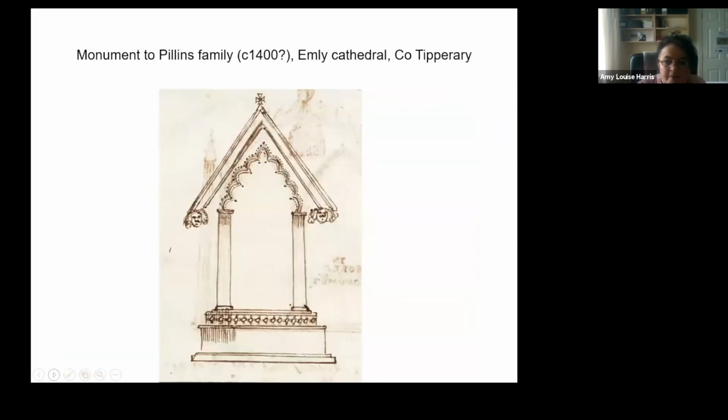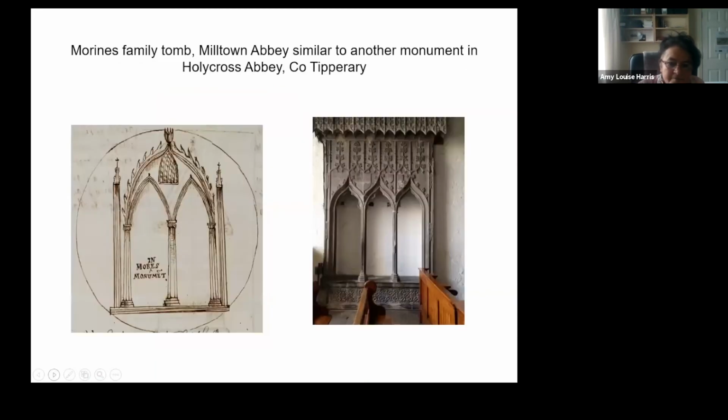Another earlier monument, again, I mentioned Emly Cathedral. This was a monument to the Pillins family. Again, it no longer exists, and this is the only sketch that we have by Thomas Dingley. Another memorial from Milltown Abbey. The ruins of this abbey don't even exist anymore, and this is the Morans family. This tomb is not unlike another monument which still exists, which Dingley didn't sketch, in Holy Cross Abbey, County Tipperary. I'm just using it because it reminds me of it.